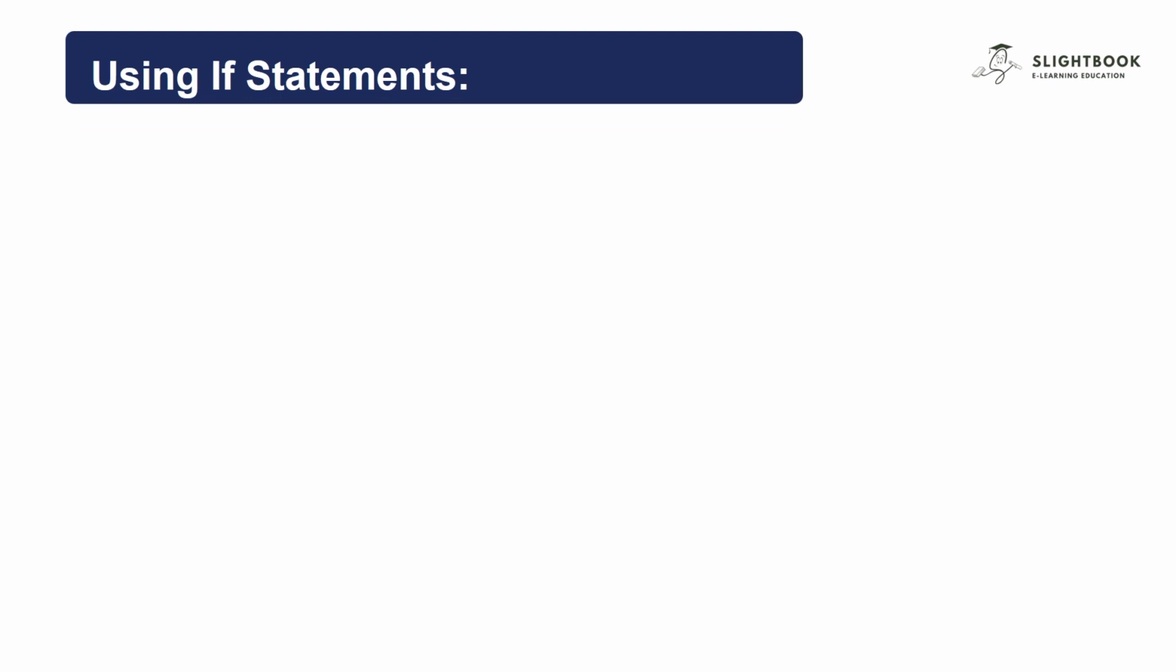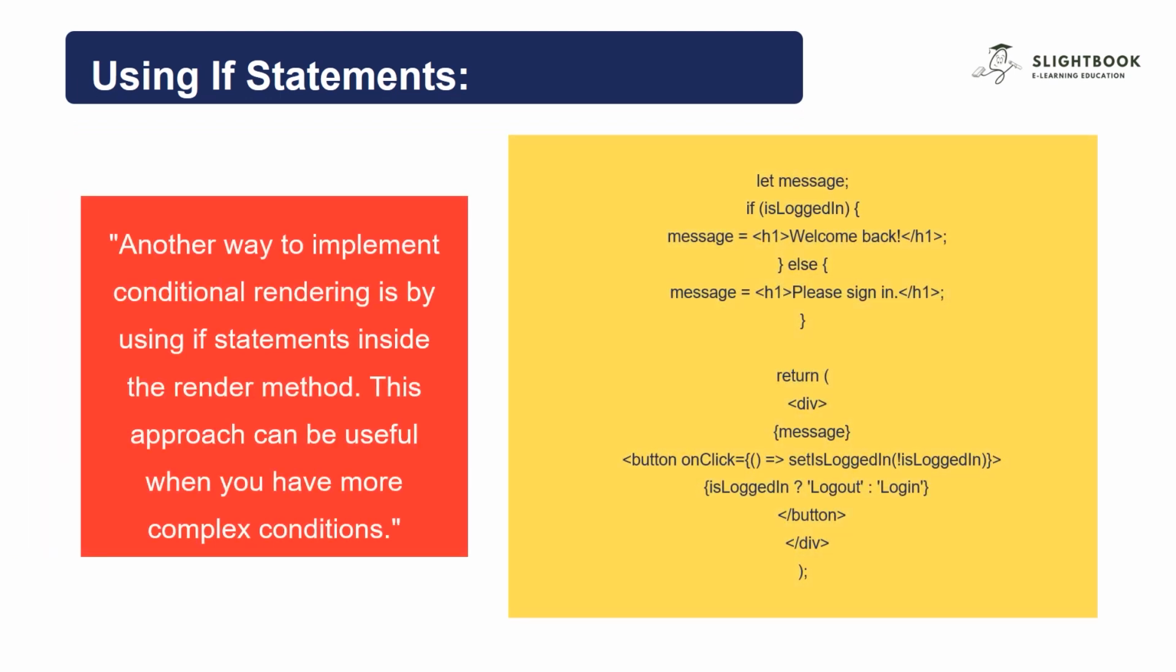Using if statements. Another way to implement conditional rendering is by using if statements inside the render method. This approach can be useful when you have more complex conditions.